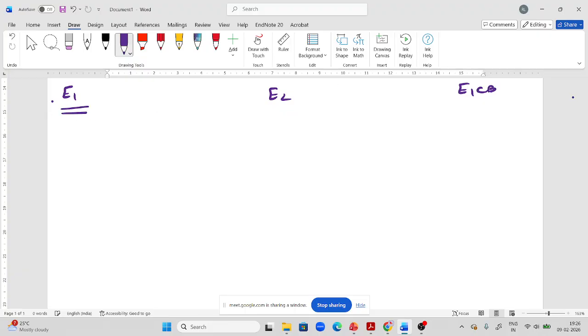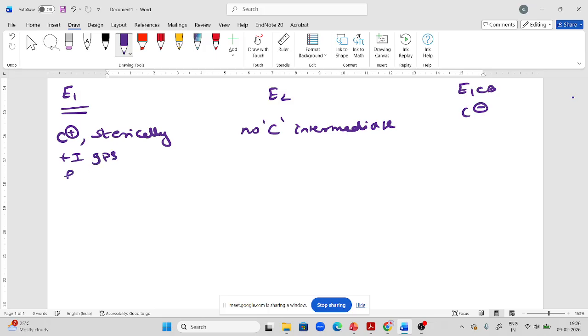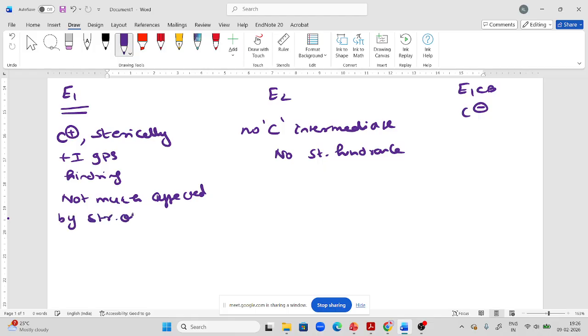When I said it's an E1 elimination reaction, it goes with carbocation formation. E2 goes with, does it form any intermediate? No carbocation intermediate would be here. Here the intermediate is a carbanion. E1 needs plus I groups, while steric hindrance should not be there. Here there is no steric hindrance. What kind of base? Not much influenced or affected by the strength of base.